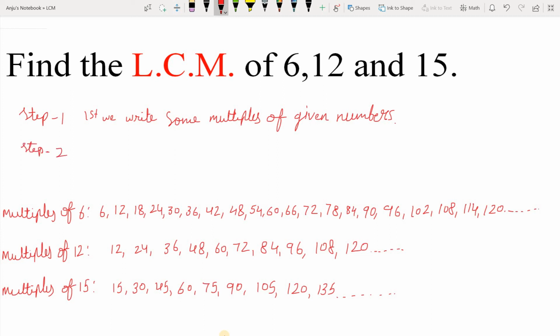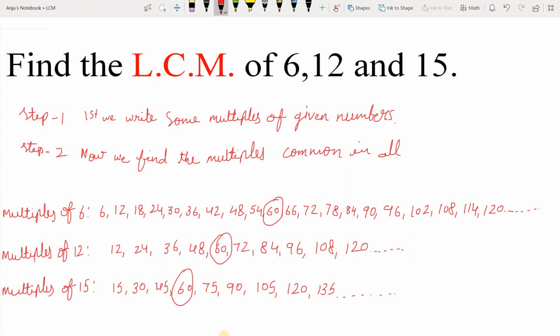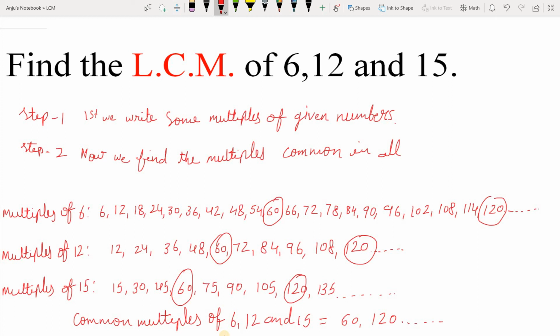Now in step 2, we find the multiples common in all. So let us see which number is common in all. So here 60 is common and after 60, 120 is common. As we know, multiples are endless. So students, जैसे कि multiple endless होते हैं वैसे ही उसके common multiple भी endless होते हैं. तो जितना ज़्यादा हम इसके multiples लिखते जाएंगे उतने ही ज़्यादा हमें common multiples मिलते जाएंगे. Now we write common multiples. So students, common multiples of 6, 12 and 15 are 60, 120 and so on.